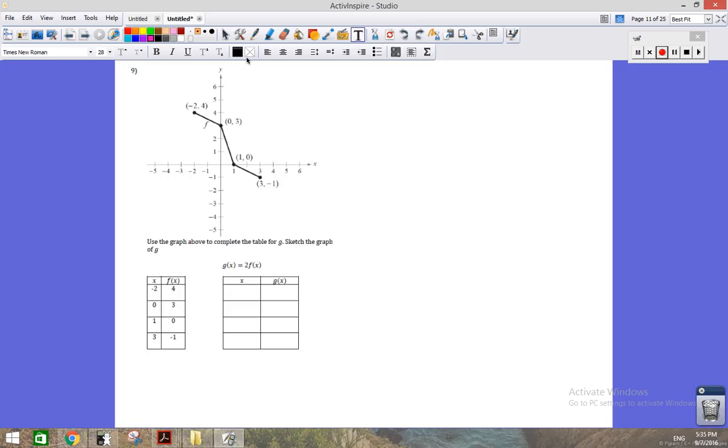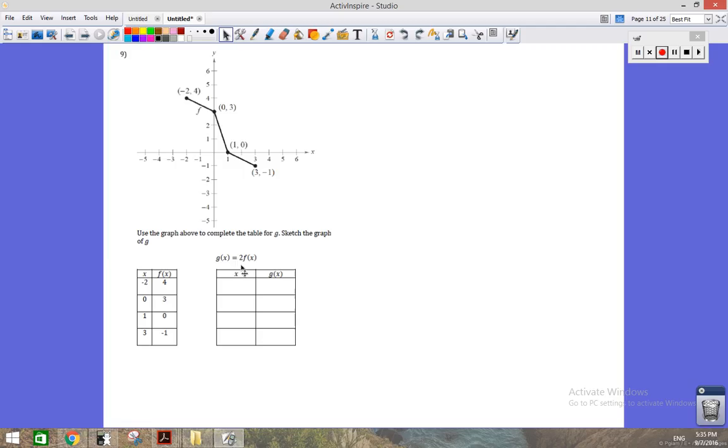Let's take a look at this problem number 9. This time the multiplication is not affecting the domain, is not affecting the x-coordinate, it's affecting the output of the function, the y-coordinate. So all of these x values are going to be the same, and we're going to take 2 times the y values. If you don't see that, let's plug in some points.